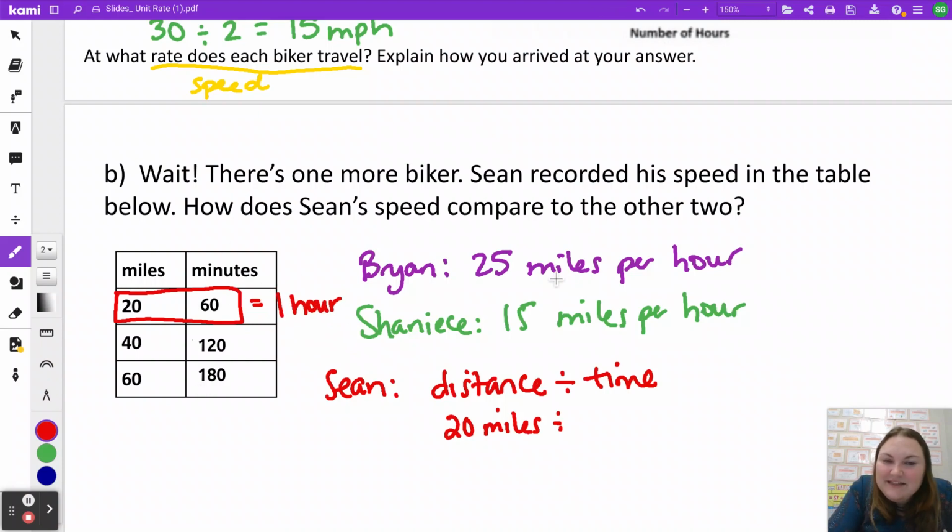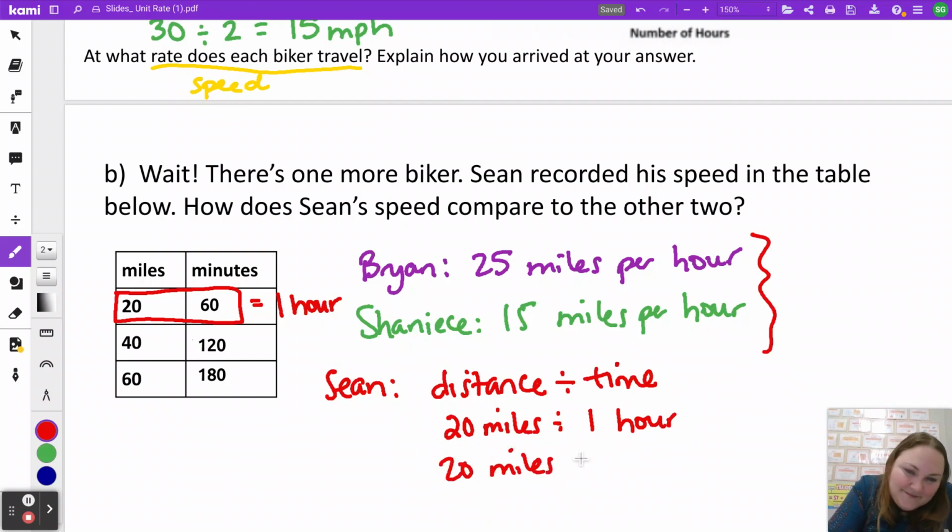In order to get the speed so that I can compare with them, I need them all to be in hours. So I'm going to say 20 miles divided by 1 hour. That math's easy enough. 20 miles divided by 1 hour is just 20 miles per hour. You could have done that with any of these.